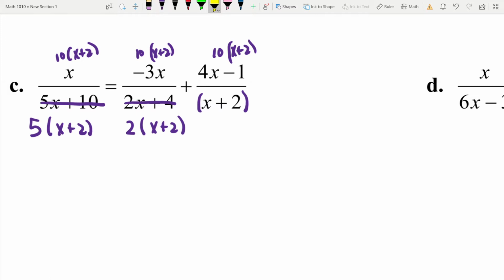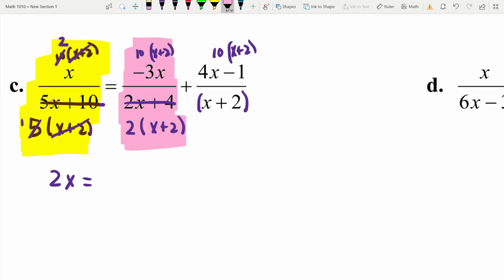Okay, here we go. Do this one right here. This x plus 2 cancels with this x plus 2. 5 goes into 5 once. 5 goes into 10 2 times. 2 times x is 2x. It makes it so much easier to just knock those fractions out.